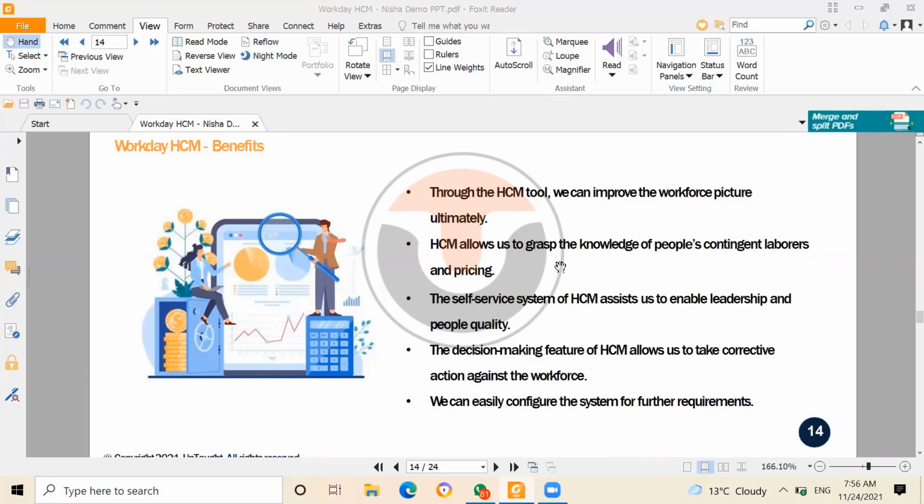HCM allows us to grasp the knowledge of people, contingent labor, and pricing. This is again about one of the submodules in HCM. You will understand it in the system. The self-service system of HCM helps us enable leadership and people quality. Again, this is actually useful for the client, the user part. You can just go and use it.